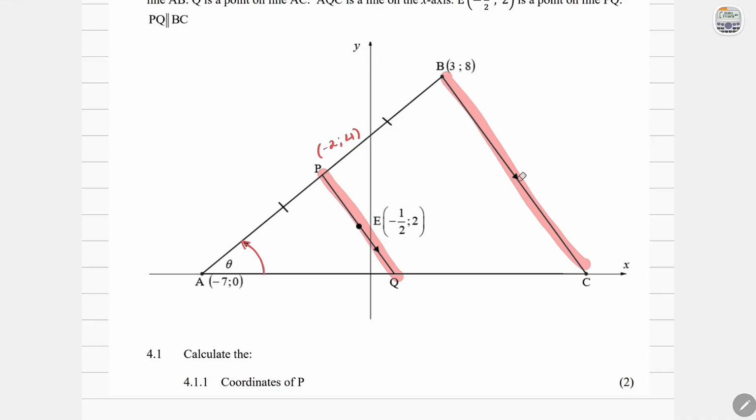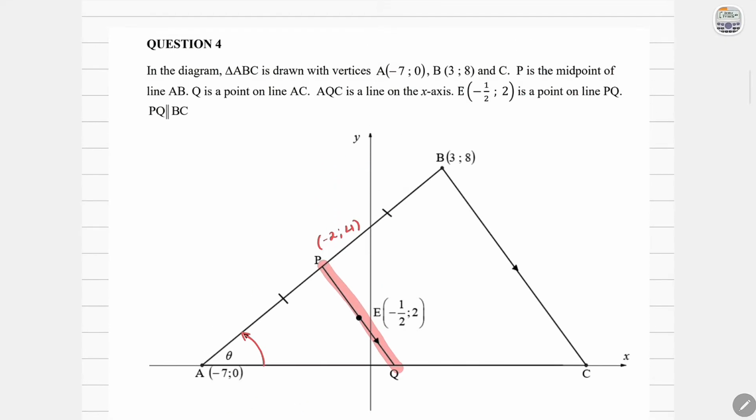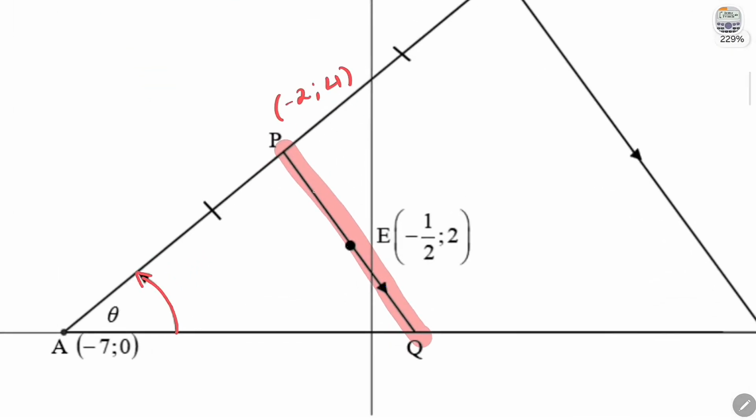Okay, they're sloped in the same way. So we could just find the gradient of PQ. Now, though we don't have Q, we do have E. What did they tell us about E? They said that E is a point on the line PQ. So we can use P and E to find the gradient of PQ.